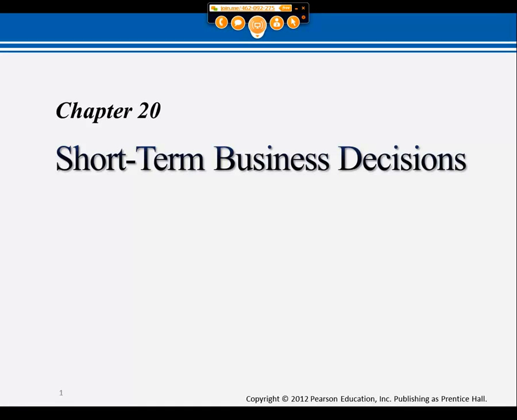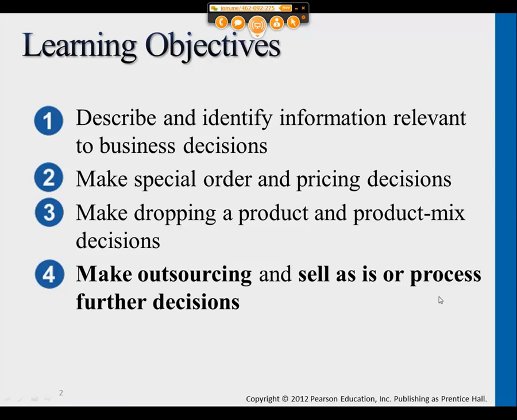Chapter 20 is on short-term business decisions. We're going to have a couple objectives. We'll describe and identify information relevant to business decisions. We'll make special order and pricing decisions.